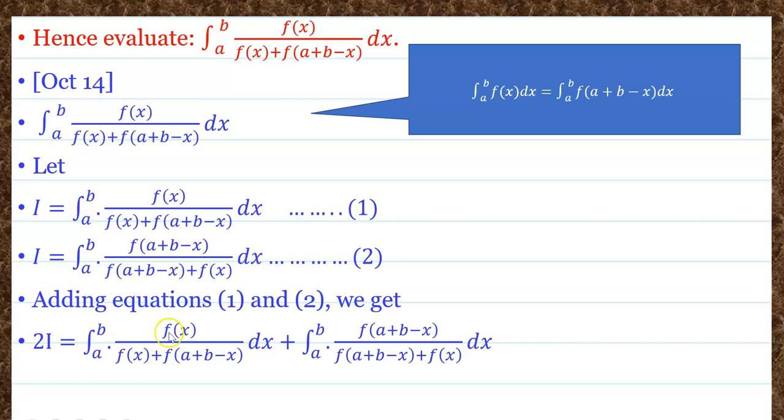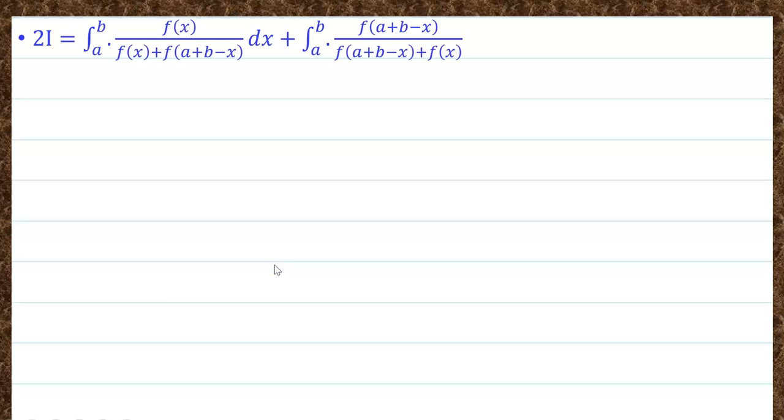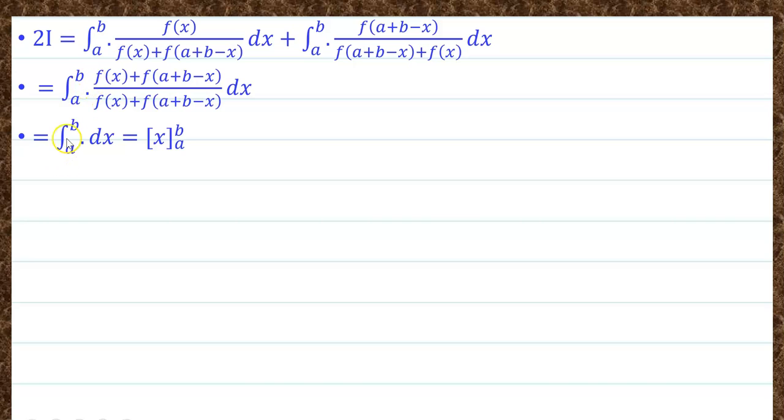Integral a to b f of x upon f of x plus f of a plus b minus x dx, plus integral a to b f of a plus b minus x upon f of a plus b minus x plus f of x dx. The denominators of both are the same, and the integration limits are the same, a to b. Take the integral as common and add both numerators: f of x plus f of a plus b minus x. The numerator and denominator are both equal, and therefore you will get integral a to b dx.